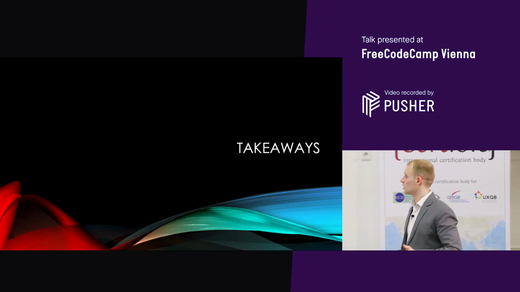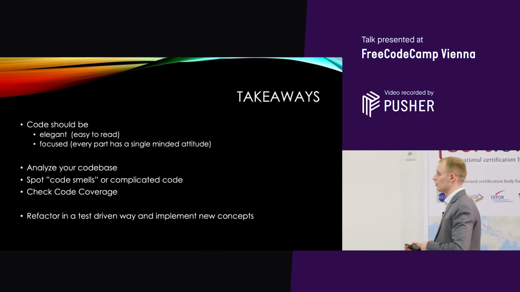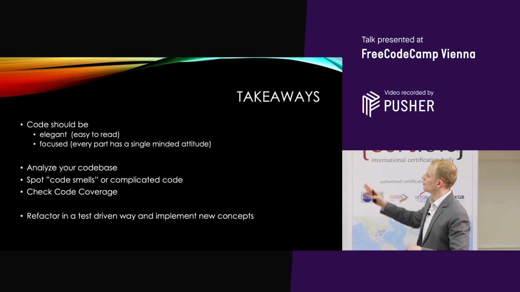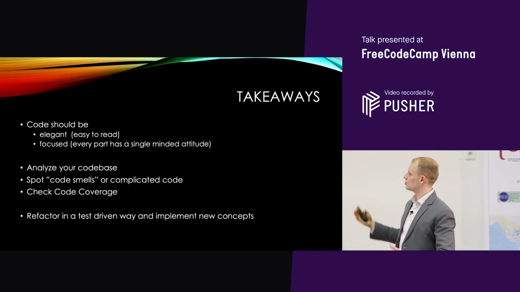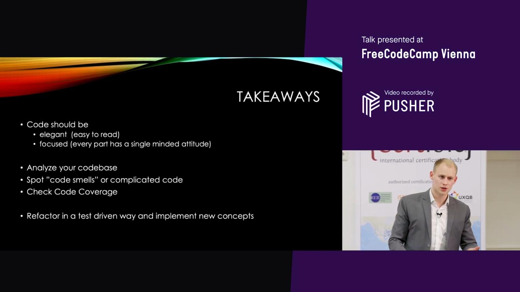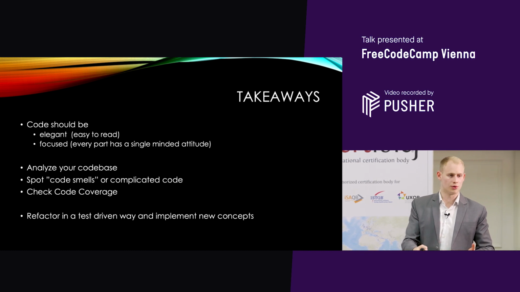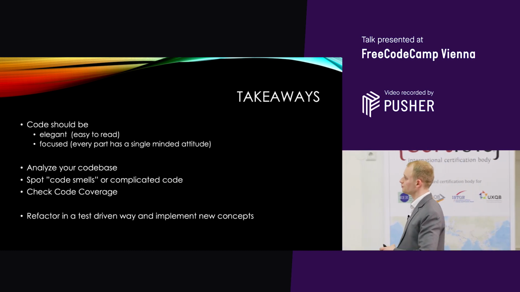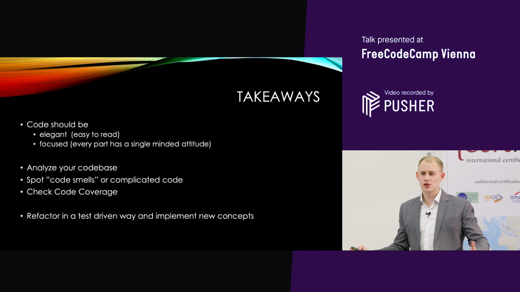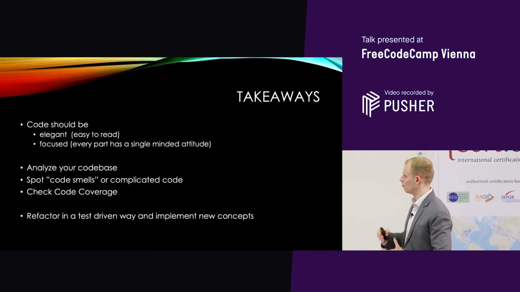Now my key takeaways, because I'm working in different teams with different code bases: code should be elegant, which means it's easy to write, and focused. So every part has a single-minded attitude. You read through it, it's easy to read, and you actually know what every part is doing. So what have I been taking away from this book?